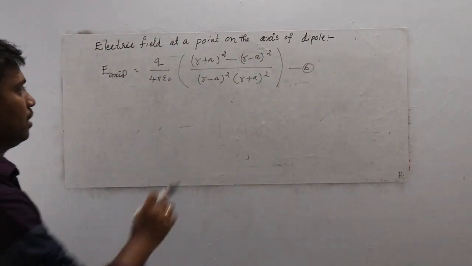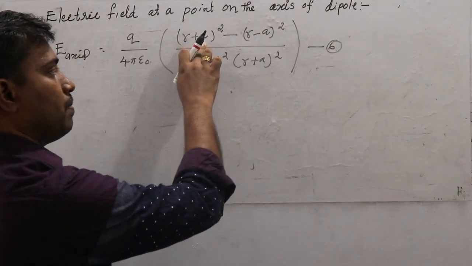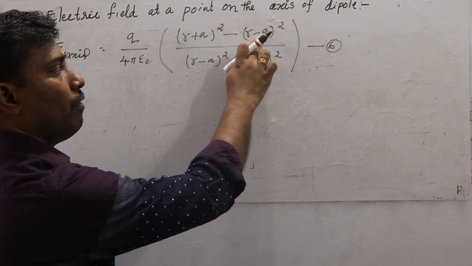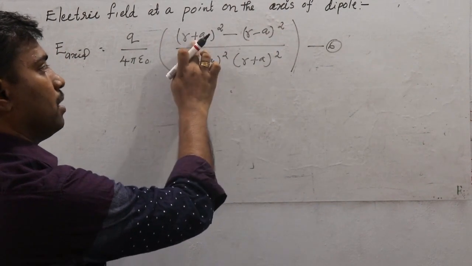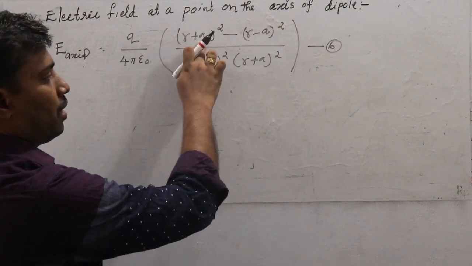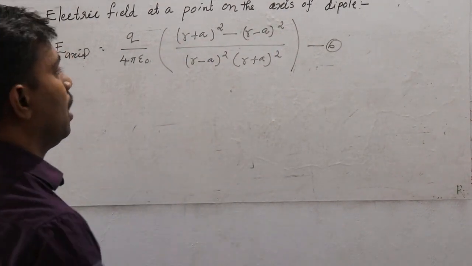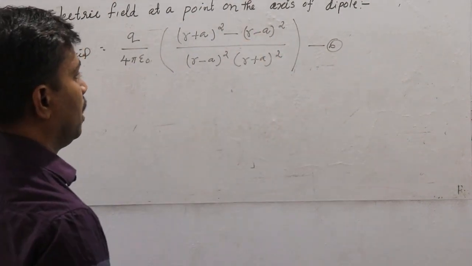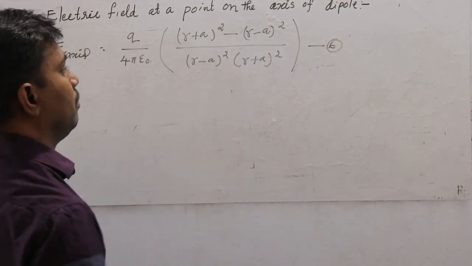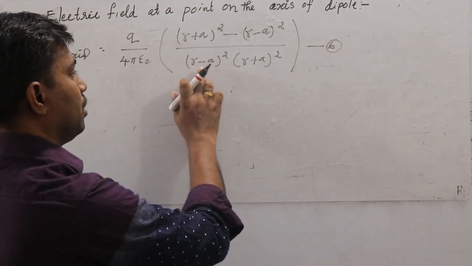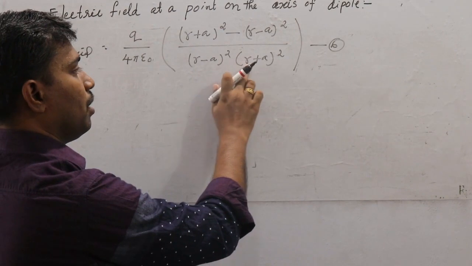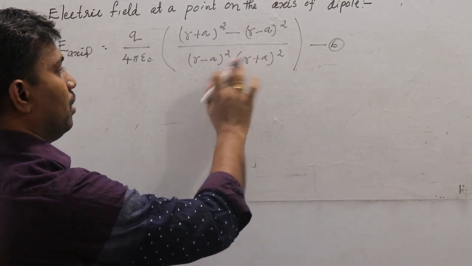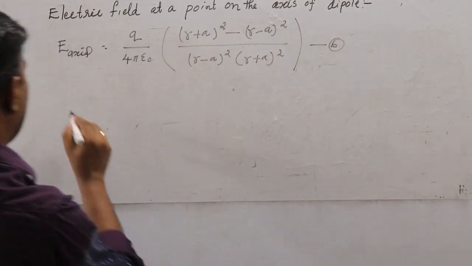We can expand this in the form of (A plus B) whole square and this in the form of (A minus B) whole square. We expand this (R plus A) whole square in the form of (A plus B) whole square and this in the form of (A minus B) whole square. Okay, and solve, we get a value, and here also, R minus A into R plus A. Here I am going to rearrange this equation like this.